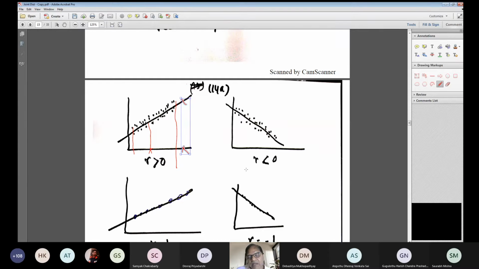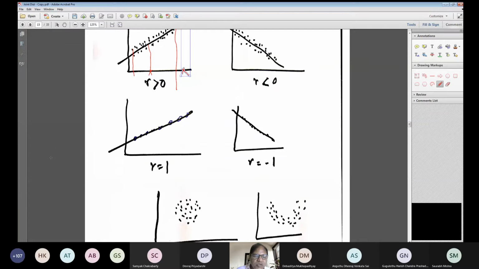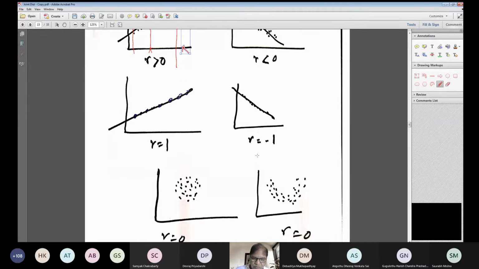So here, as you can see, it is an indication of negative correlation. As x increases, y decreases, and this is the situation if all the points lie on the straight line. If all the points fall on this straight line, then the correlation will be 1. There is a perfect linear relationship. In that case, r is equal to 1. And similarly, if the values fall on this line, r is equal to minus 1.